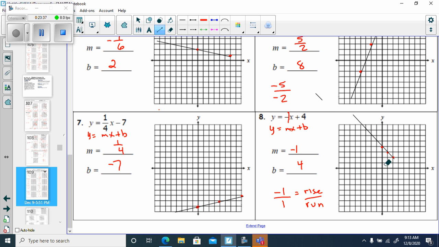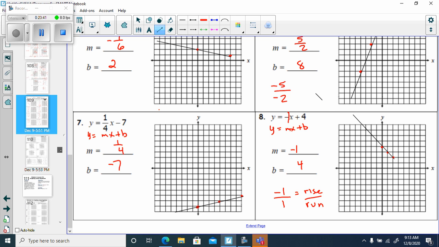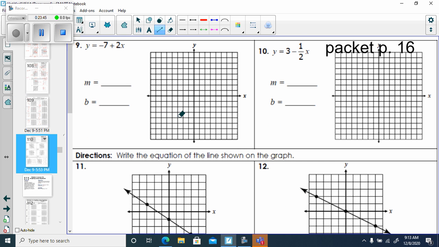And it shows my slope is going down, which is what I would expect. How about on number 9 here? We're talking y is equal to mx plus b.